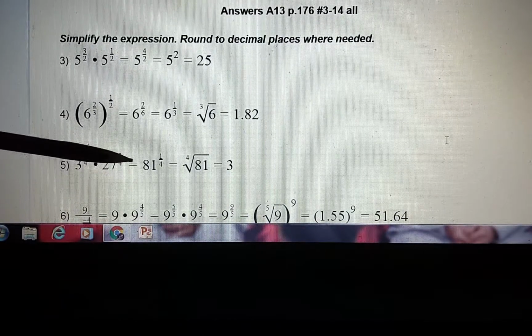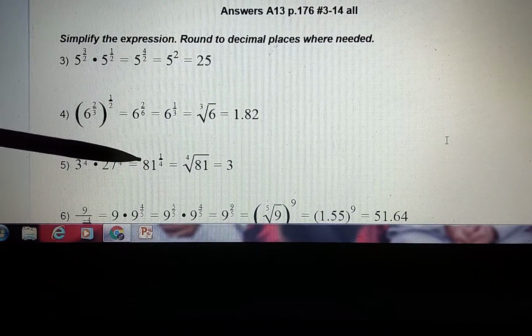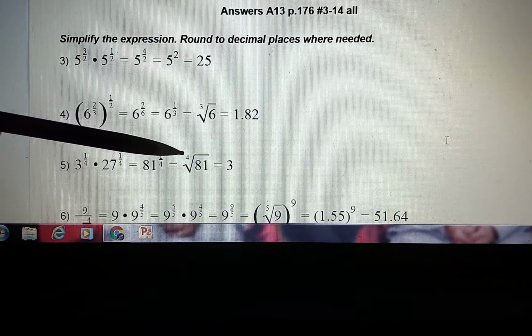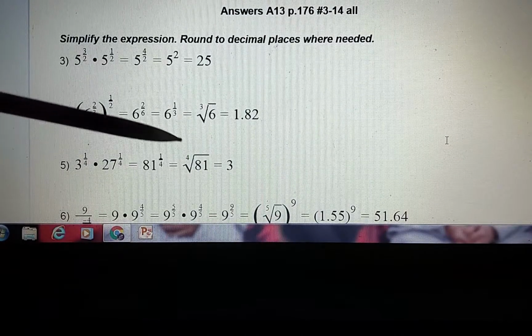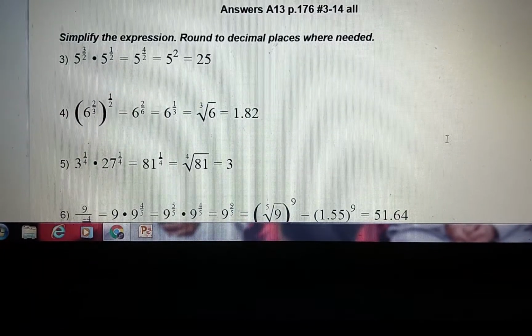So 3 times 27 is 81. Kept the 1/4. One base, one exponent. Turn it into the fourth root of 81. 81 is on your x to the 4th list, which equals 3.